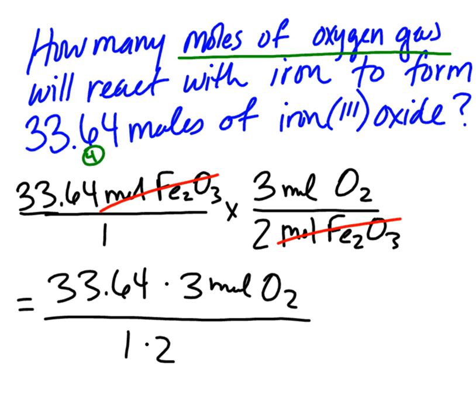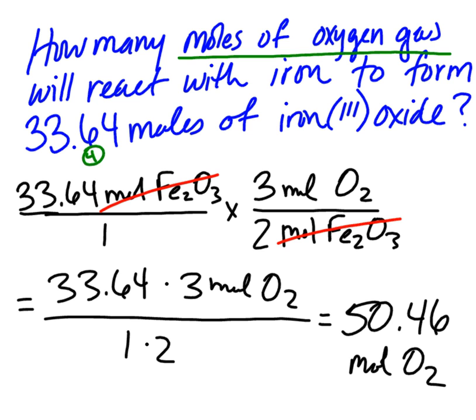You end up with somewhere around 50. Let me see. Yeah, 50.46 moles of O2. Again, what does this mean? This means that if I want to make 33.64 moles of iron 3 oxide, I need 50.46 moles of O2. Okay, one more problem.